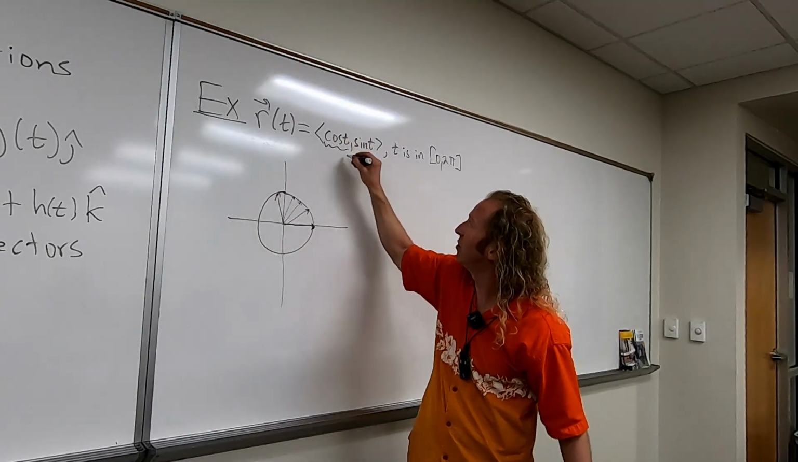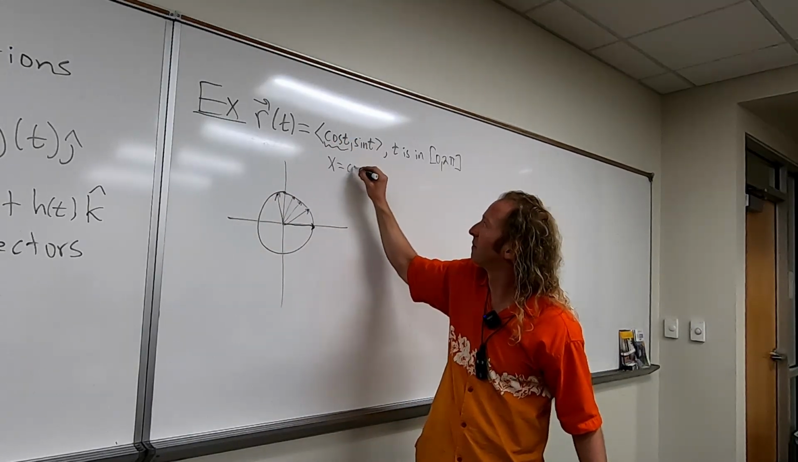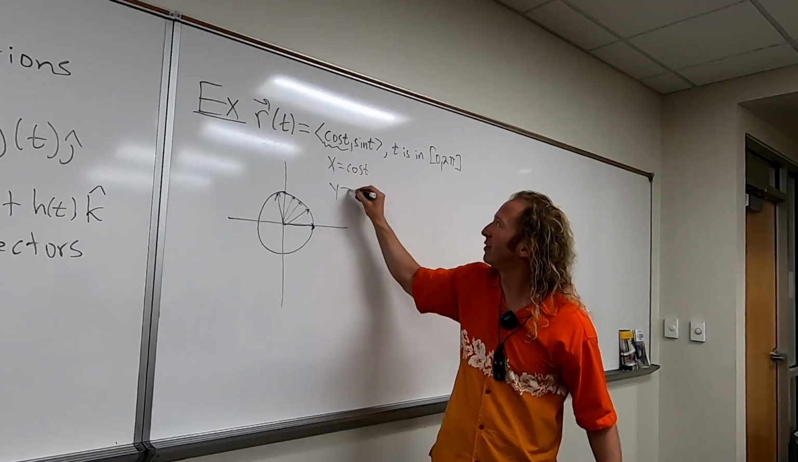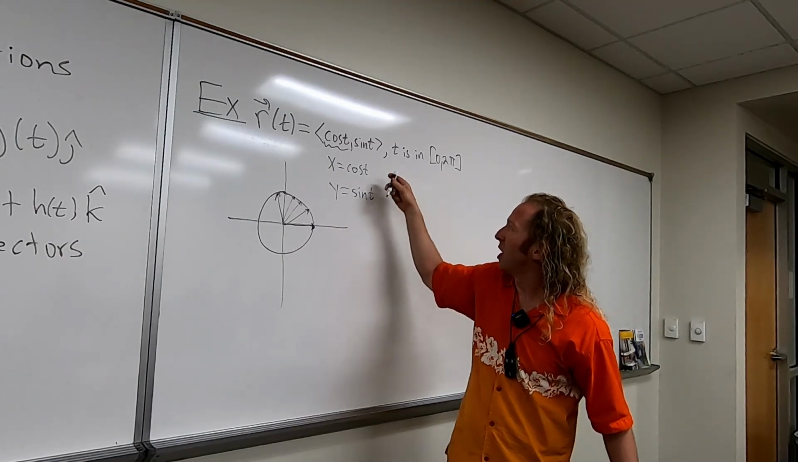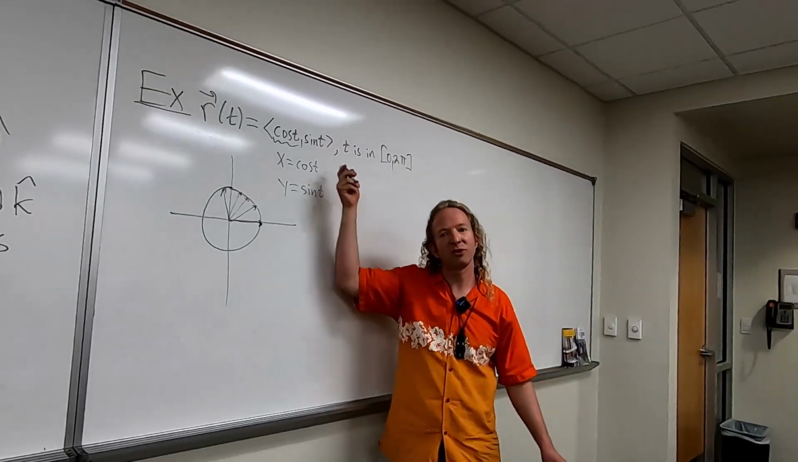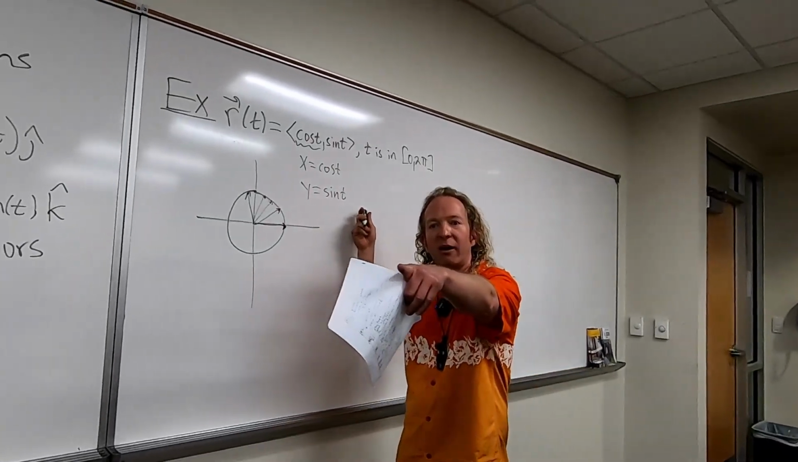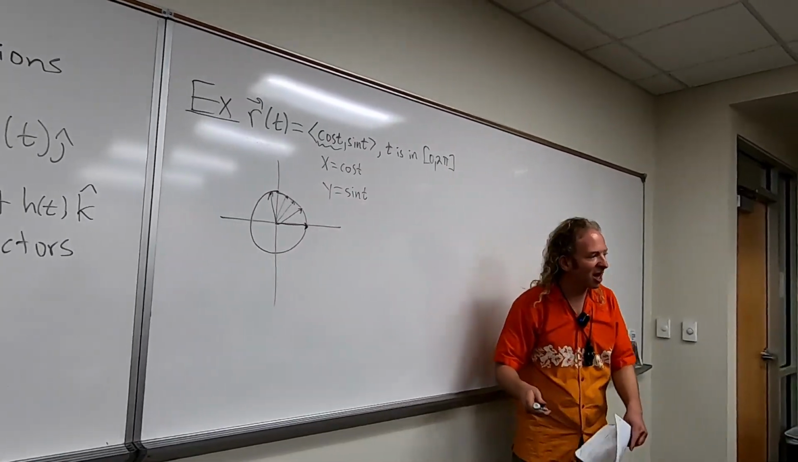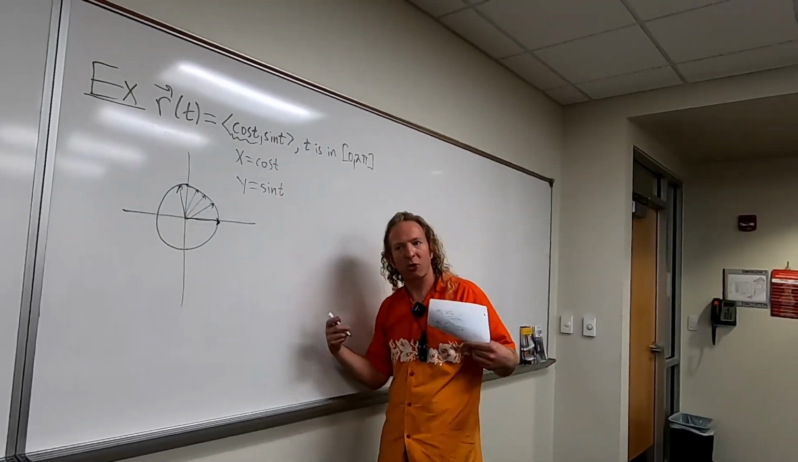If you remember from Calc 2, you could call this x, and you could call this y. And you have these equations, and t is called a parameter. What types of equations are these from Calc 2? Do you remember? Parametric equations. Yeah, so basically we're doing parametric equations again, right?